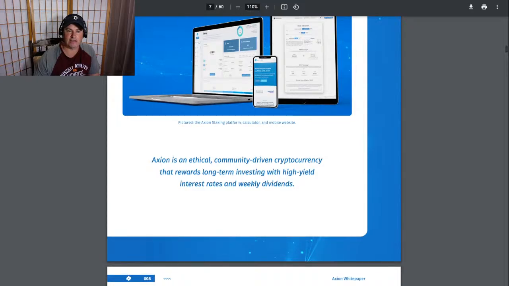So Axion is an ethical, community-driven cryptocurrency that rewards long-term investors with high yield interest rates and weekly dividends, and that's huge. That's really quite game-changing in the world. You've got a couple of key components there. The ethical part, that's very ethical and community-driven, so it's a wonderful thing to be involved with from that point of view. And it rewards long-term investing with high yield interest rates and weekly dividends. You get those two wonderful things together in Axion, so it's pretty amazing.